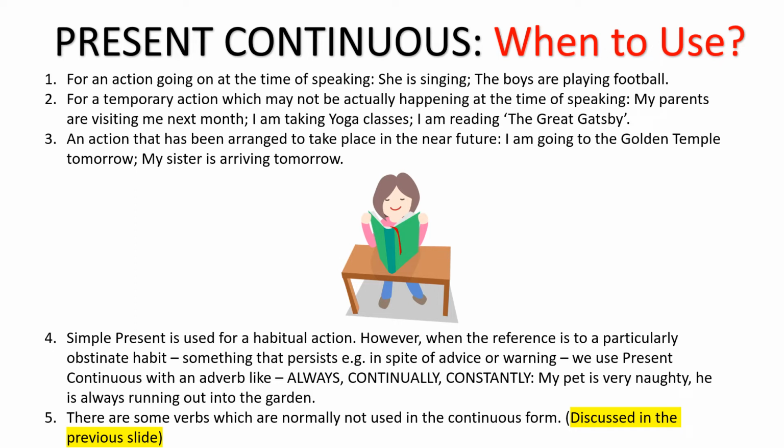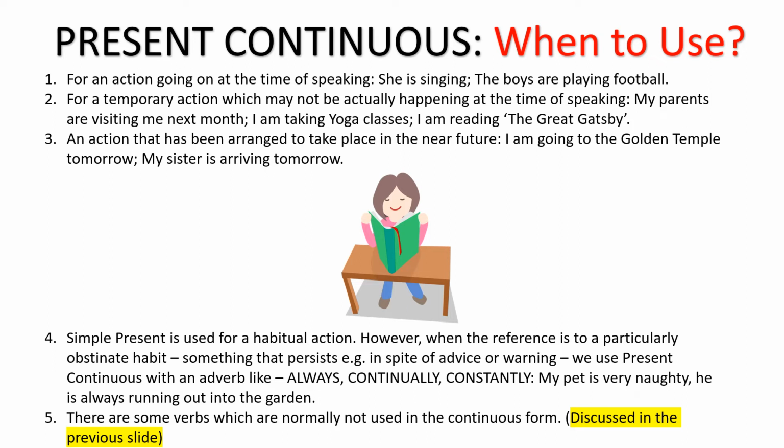Now, when we said this in the previous slide, of course, we said that we are using simple present for a habitual action. Now, there is again an exception to this when the reference is to a particularly obstinate habit, something which is persisting in spite of any advice, warning, request. Still that habit persists. We can use present continuous with an adverb. For instance, the adverbs can be always, constantly, repeatedly, continually, and like that.